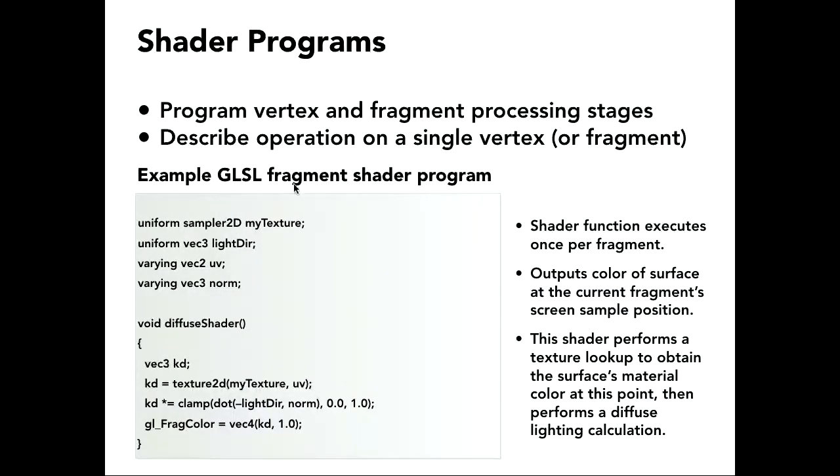This is in the GLSL streaming language. So this function that you can define basically will apply to process each vertex as it goes through the machine at a very, very high rate in parallel. This shader function will execute once per fragment. Okay, it's a per fragment kind of program. And what it's doing is it's going to output the color of the surface that we want to put into the frame buffer. And this particular shader here is going to perform a texture lookup, okay, to obtain a surface material color and then perform a diffuse lighting calculation.